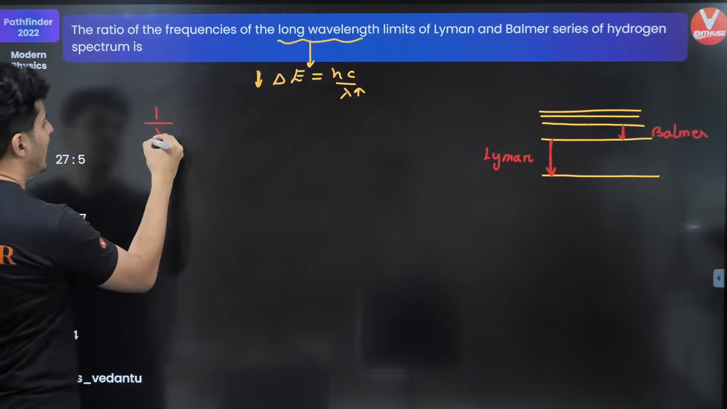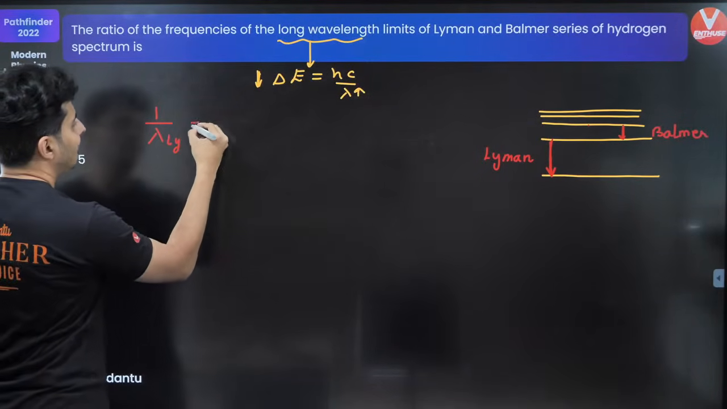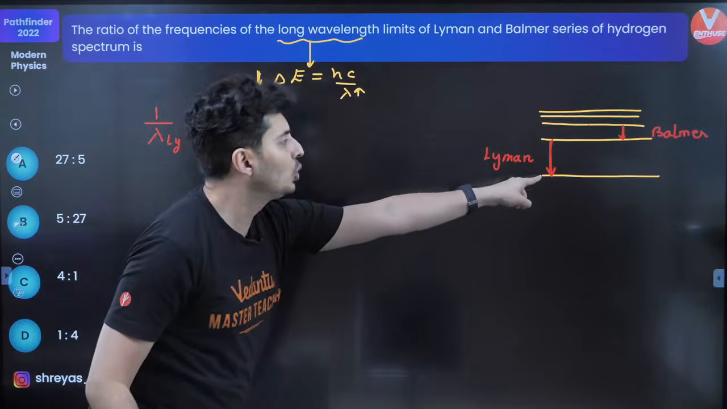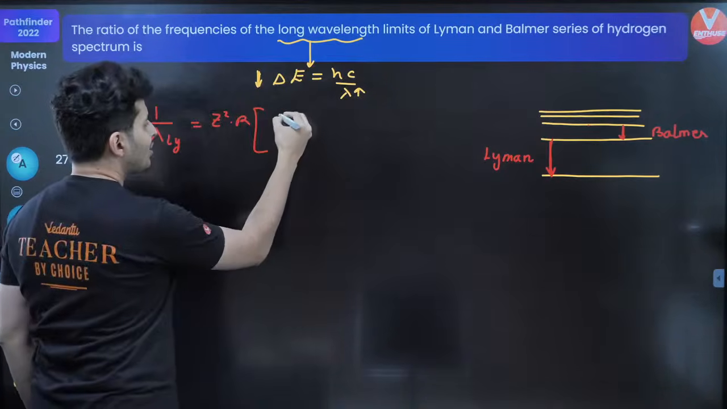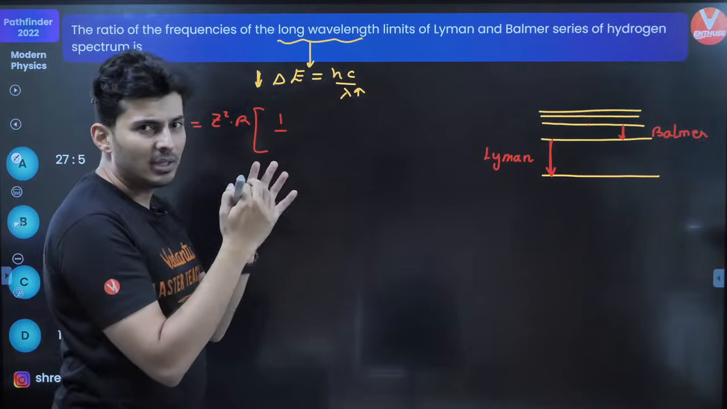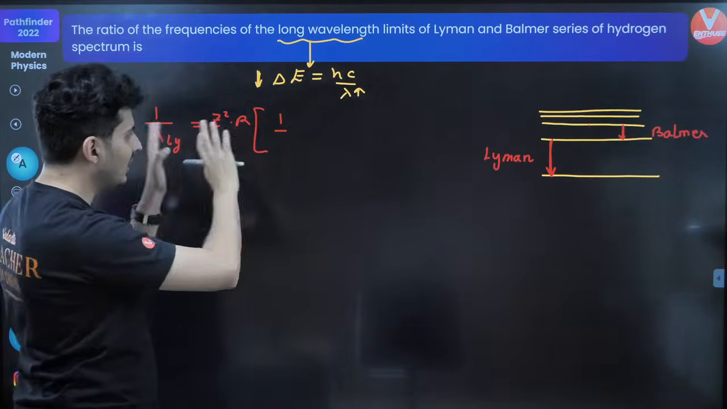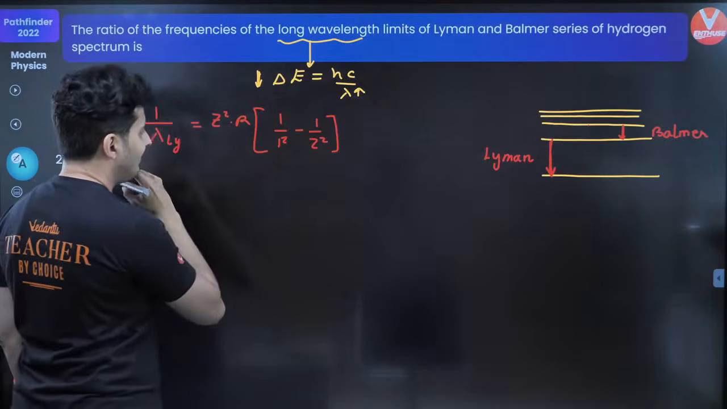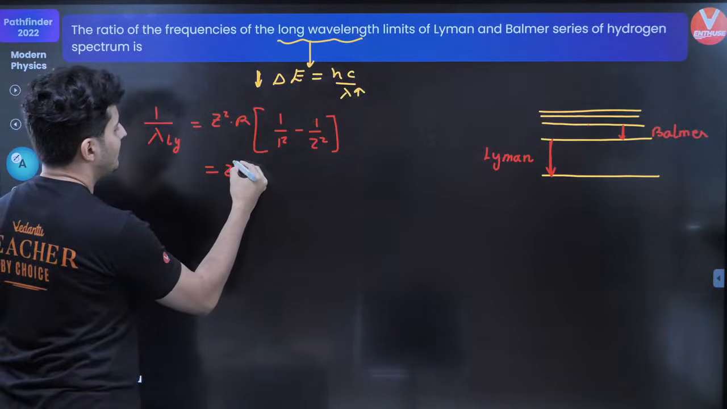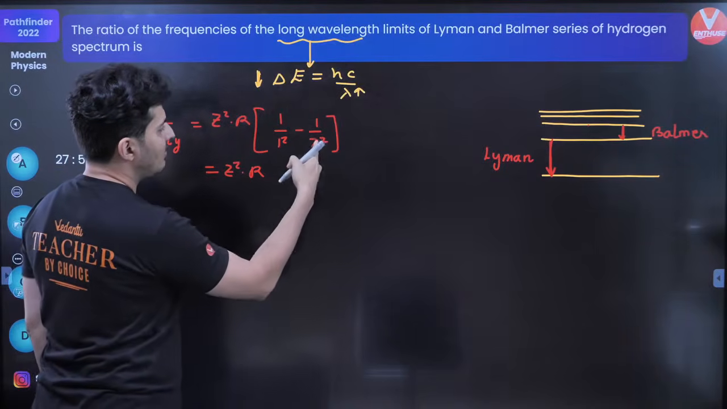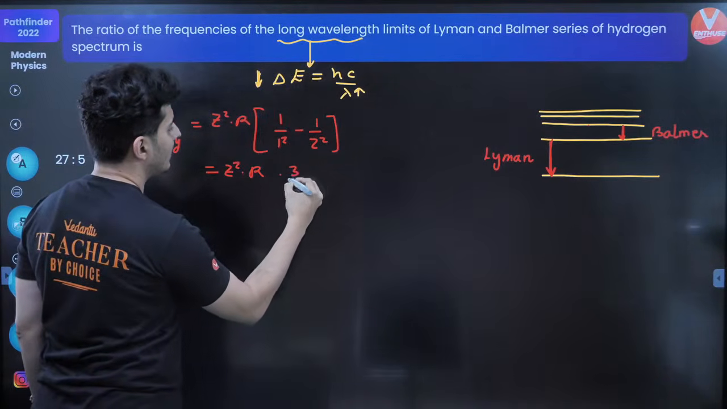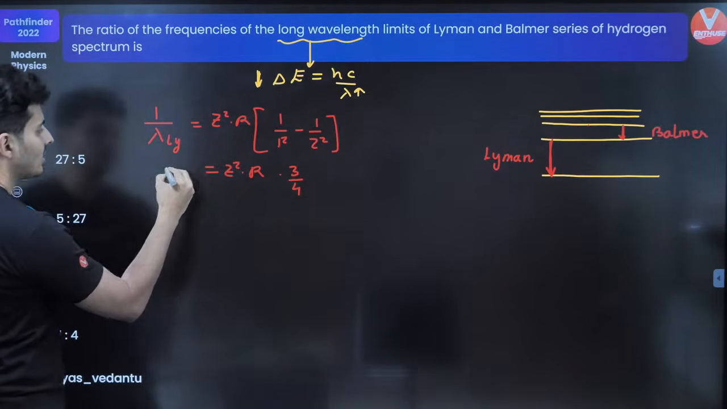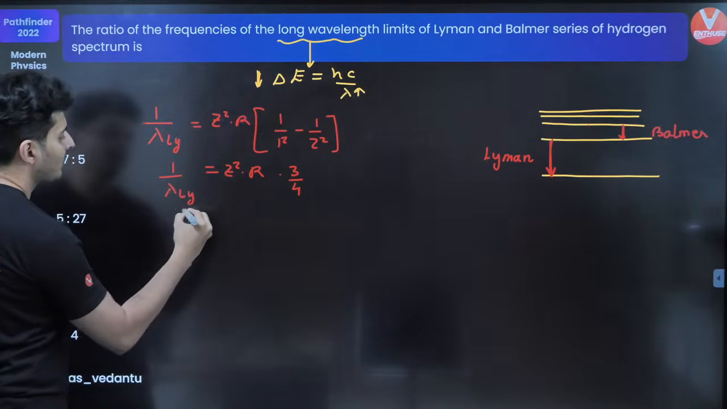So 1 by lambda Lyman will be Z square R. Remember it should be from 2 to 1. So 1 is smaller than 2, but in reciprocal you need to write it reverse. So 1 by 1 square minus 1 by 2 square, which is Z square into R. So 1 minus 1 by 4, which is 3 by 4. Just check this out. So that is 1 by lambda of Lyman.